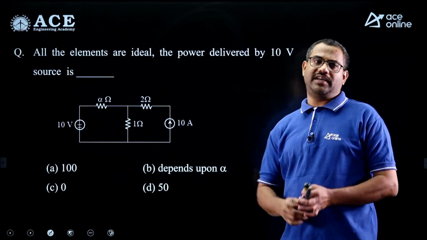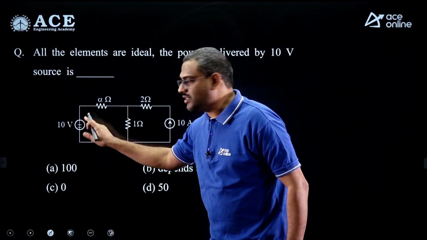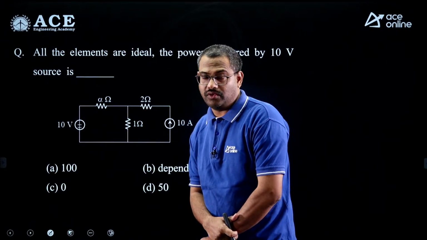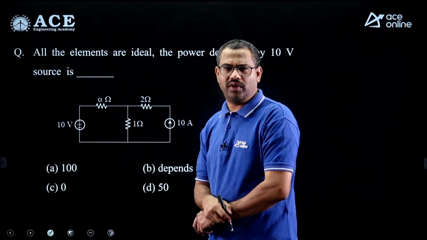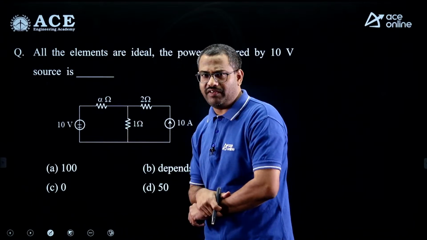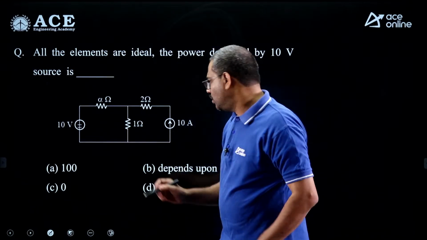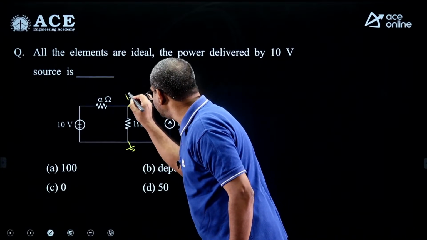Power delivered by 10 volts. Now interestingly, to know the power delivered by 10 volts, I need the current through it. Current into voltage is power. But alpha is a resistance which I don't know. So everyone got confused, how can we find it without alpha? But let us do nodal analysis. Now if I do nodal analysis by taking this as the reference node and let this be voltage V.